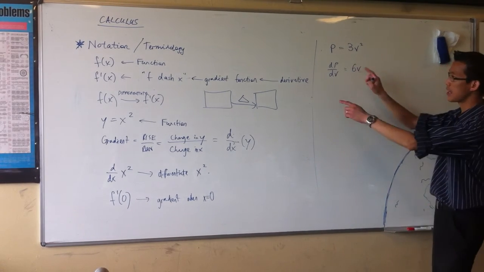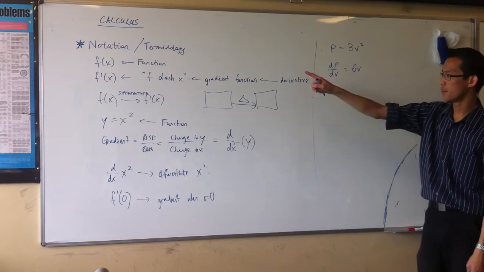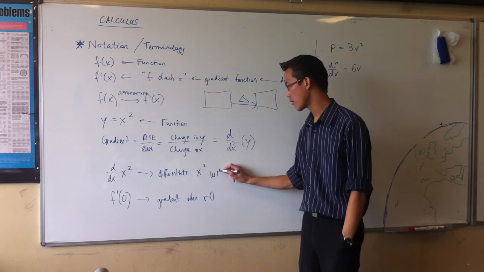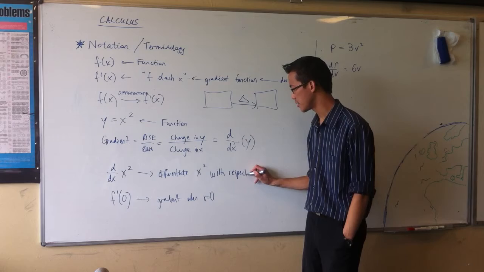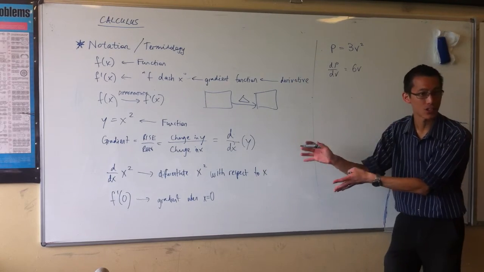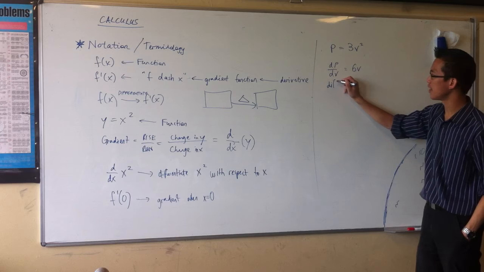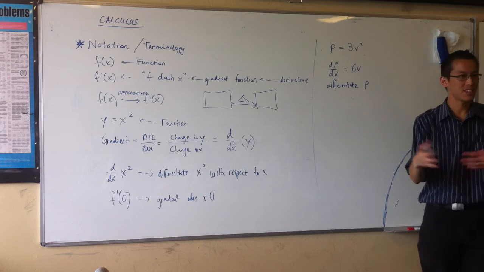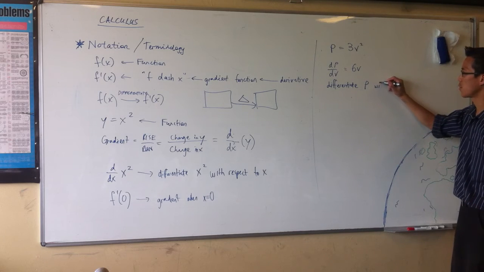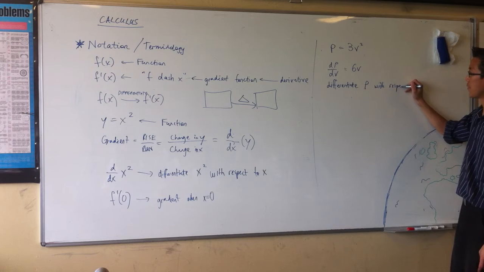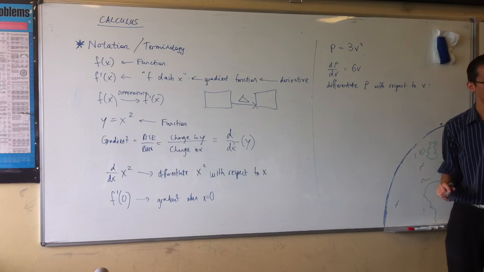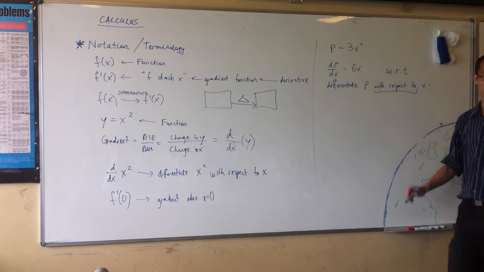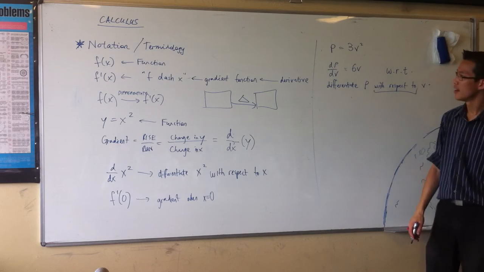So what we're doing here versus what we're doing here: you're differentiating x squared here with respect to x. X is the variable you're paying attention to. Here, I'm differentiating p with respect to, there's no x's in here, I'm differentiating with respect to a different letter, a different variable. In this case, v. Sometimes you see that this is abbreviated to this because people get sick of writing with respect to.